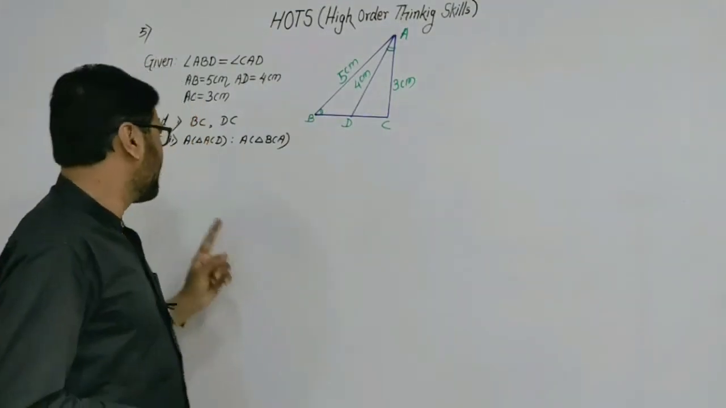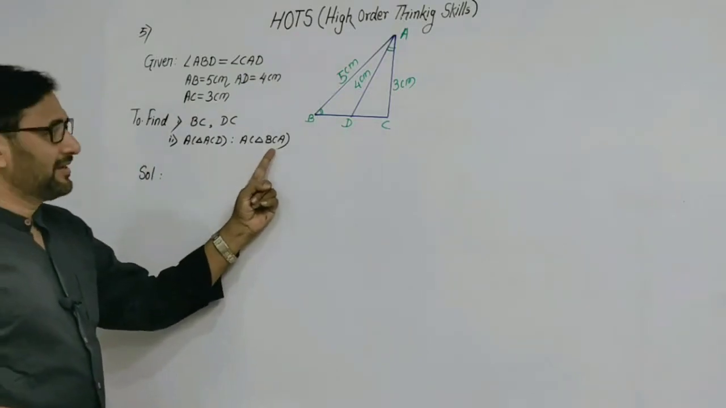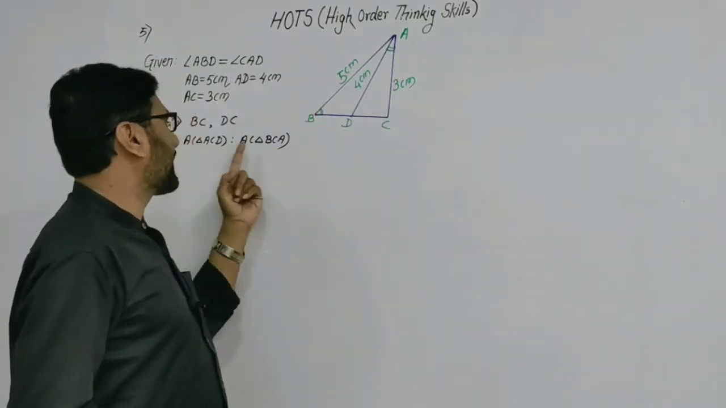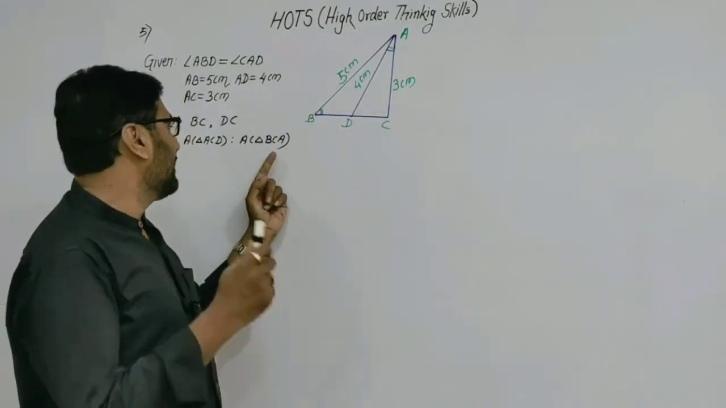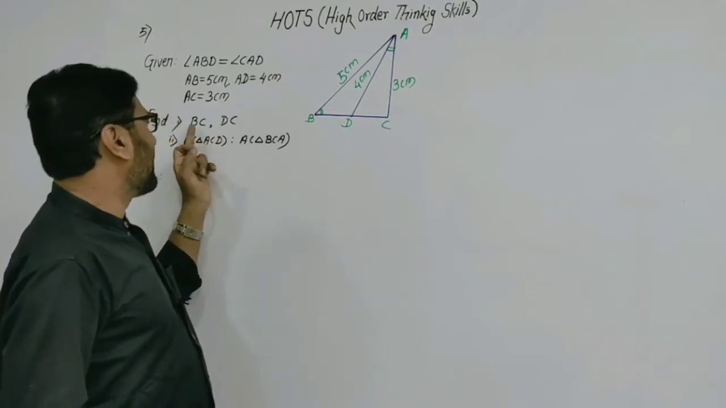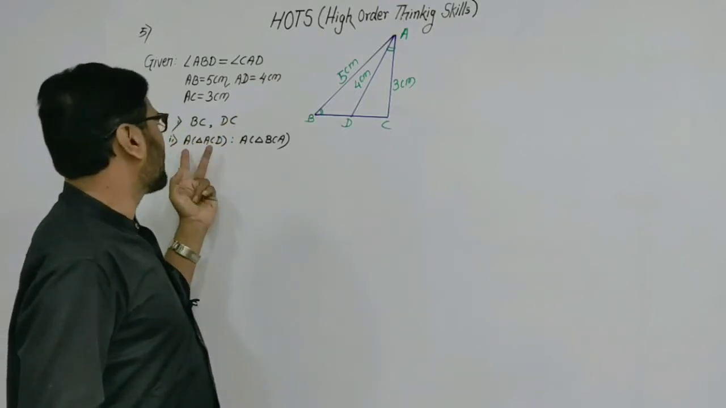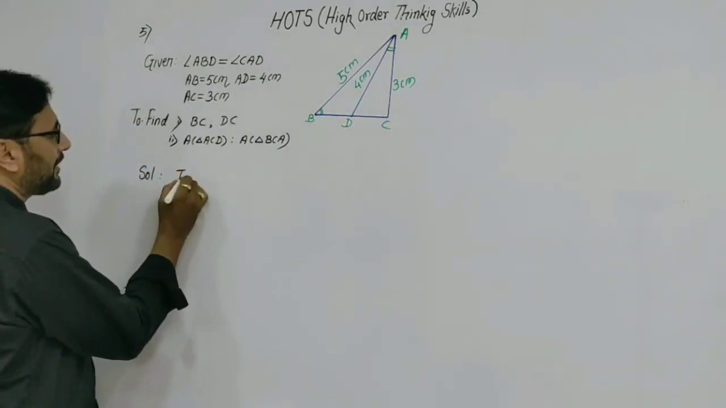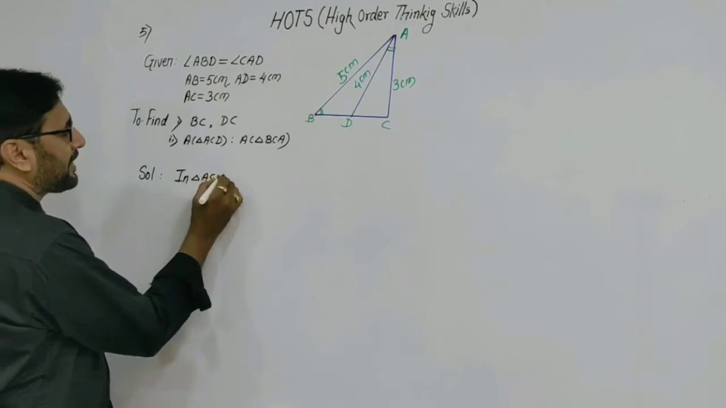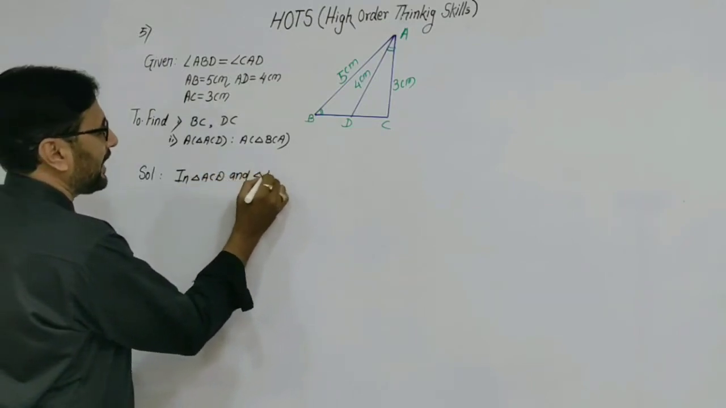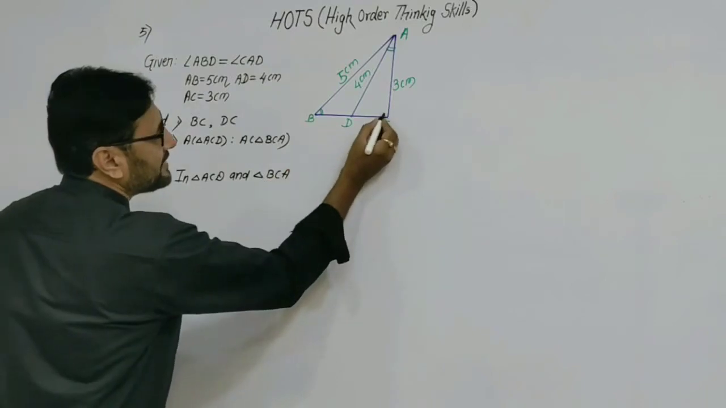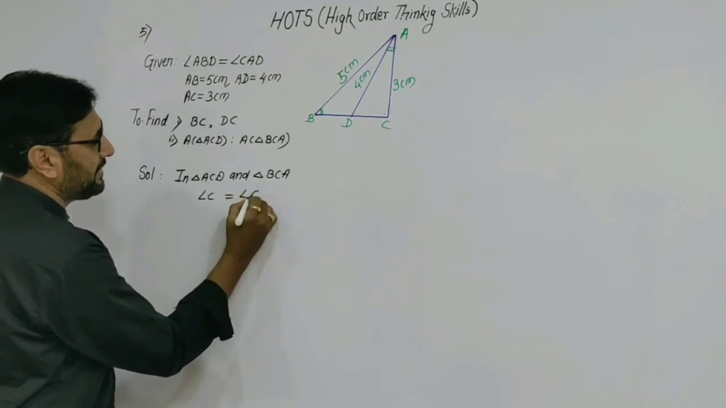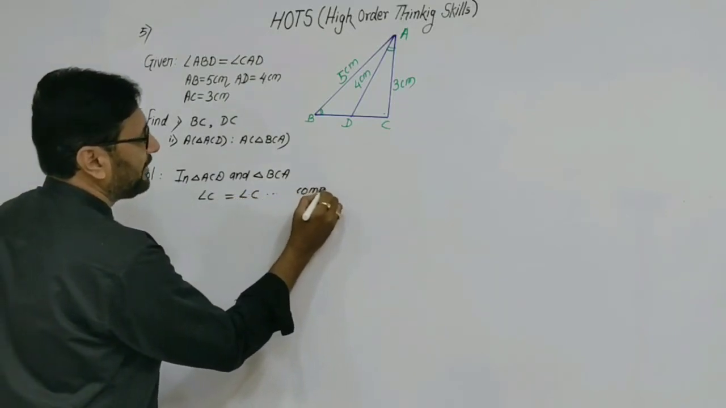Which are those triangles? ACD and BCA. We need to prove these two triangles similar first. Using these two triangles, we can find BC and DC and then ratio of their areas. Now see, in triangle ACD and triangle BCA, I will write angle C is the common angle. Therefore, angle C is equal to angle C. What is the reason? Common angle.